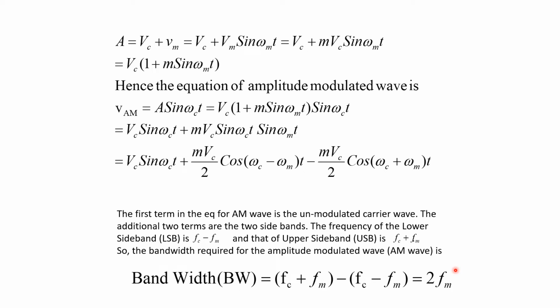Therefore, if we have to propagate an audio signal of frequency 200 Hz, then the entire bandwidth needed will be 2 times 200, that is 400 Hz. This is the bandwidth required for the propagation of the amplitude modulated wave.